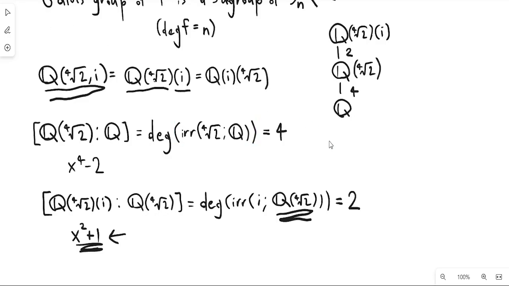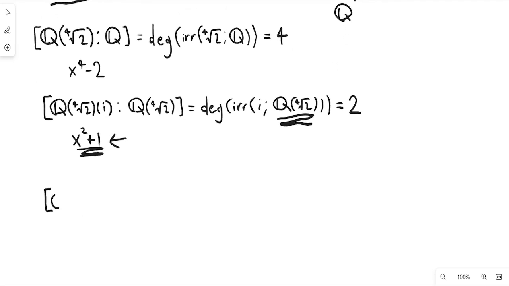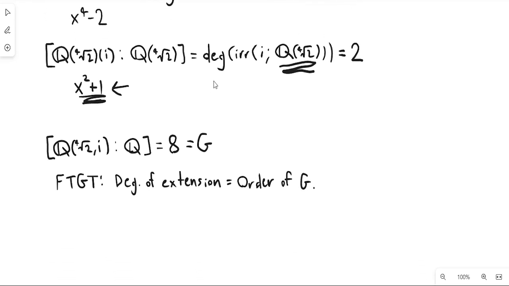Okay, so now we know that the degrees of the two smaller extensions are equal to 4 and equal to 2. So the degree of Q adjoin the fourth root of 2, i over Q is equal to 4 times 2, or 8. Okay, and this is really important because if we go back to our fundamental theorem of Galois theory, this is one of the tools that we wanted to use: the degree of the field extension is equal to the order of the Galois group G. Okay, so that tells us that this is the order of G. So we're closer to finding out what the Galois group is.